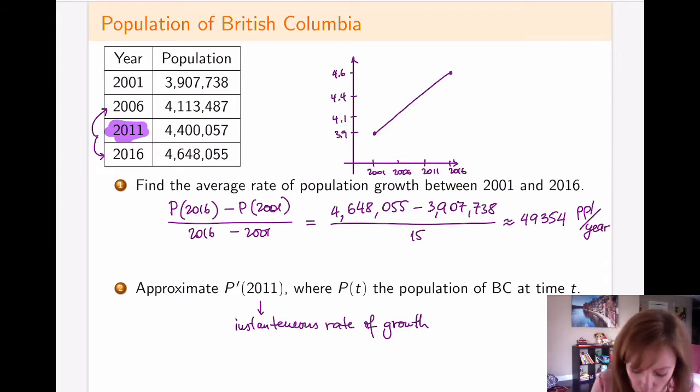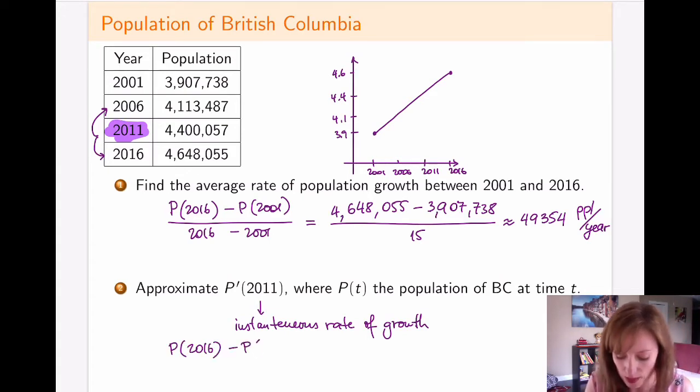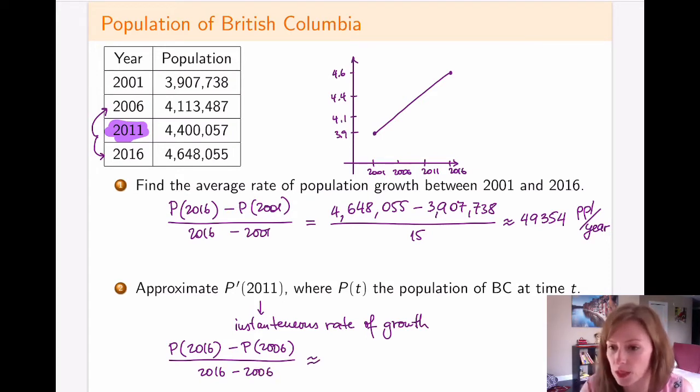So the average is going to be approximately the population size in 2016 minus the population size in 2006 divided by the difference between those two numbers. Now, if I calculate that correctly, this comes out to be 53,456. And once again, I am just going to go ahead and round to the nearest person. So I'm not going to have any decimals here. So this is people per year.